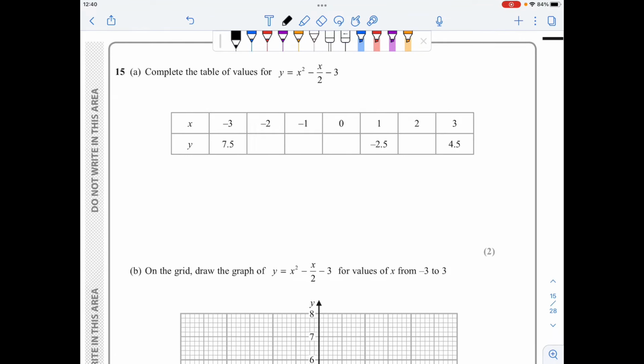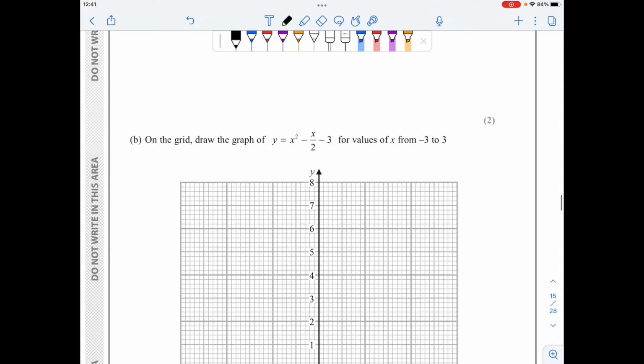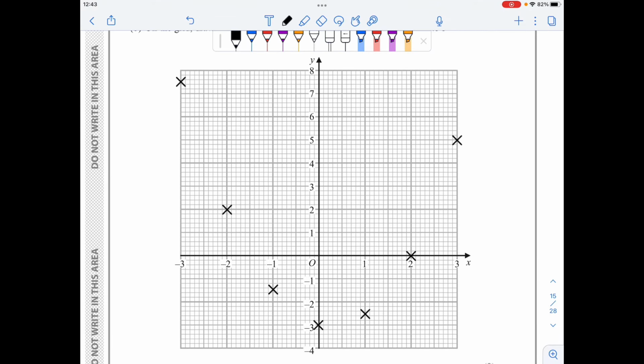For part A of question 15, I'll put the x values on the calculator and calculate the missing y values. These come out to be 2, minus 1.5, minus 3 and 0. Now for part B, let's plot these points on the grid. And finally, join the points with a smooth curve to complete the question.